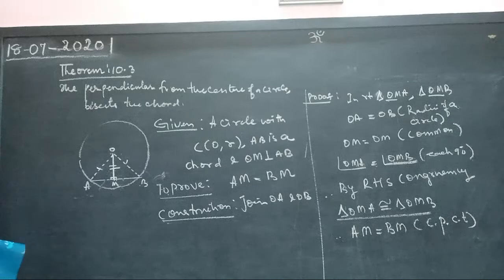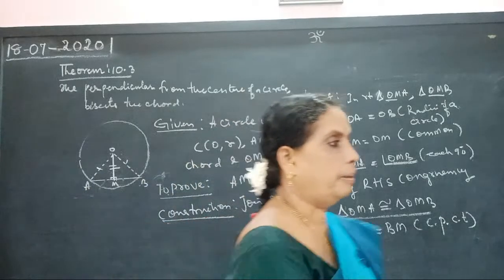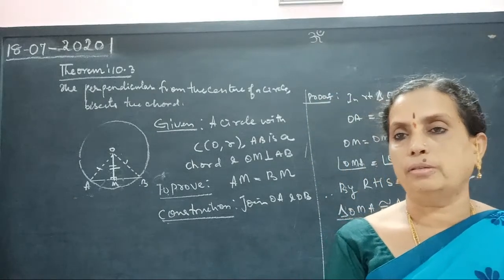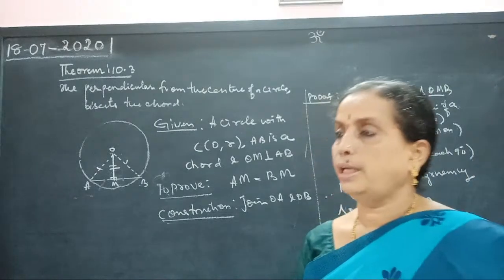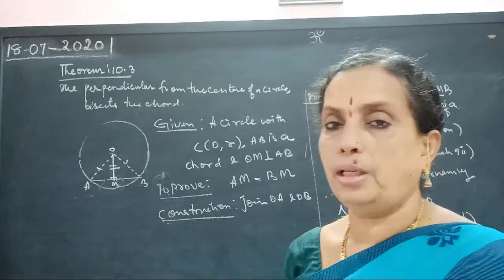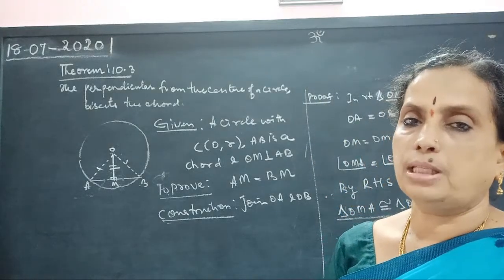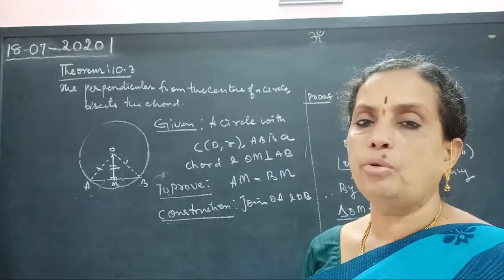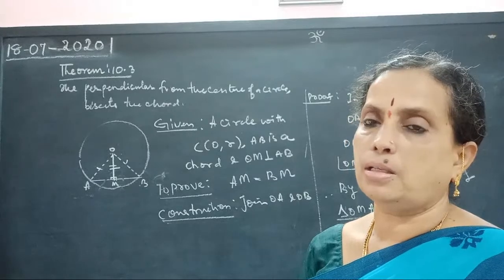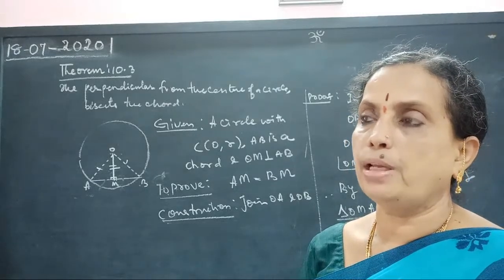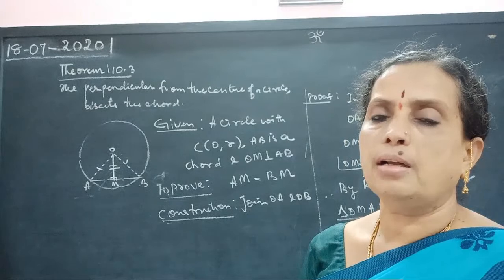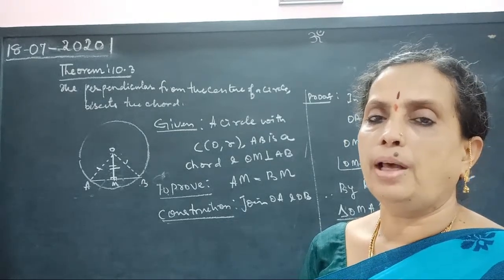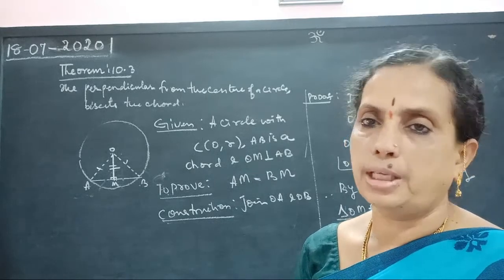Very important property of the circle. Perpendicular line from the center bisects the chord. That means when we draw a perpendicular from the center to the chord of a circle, that line will cut the chord into two equal parts. Bisects the chord means it divides the chord into two equal parts by RHS congruency.